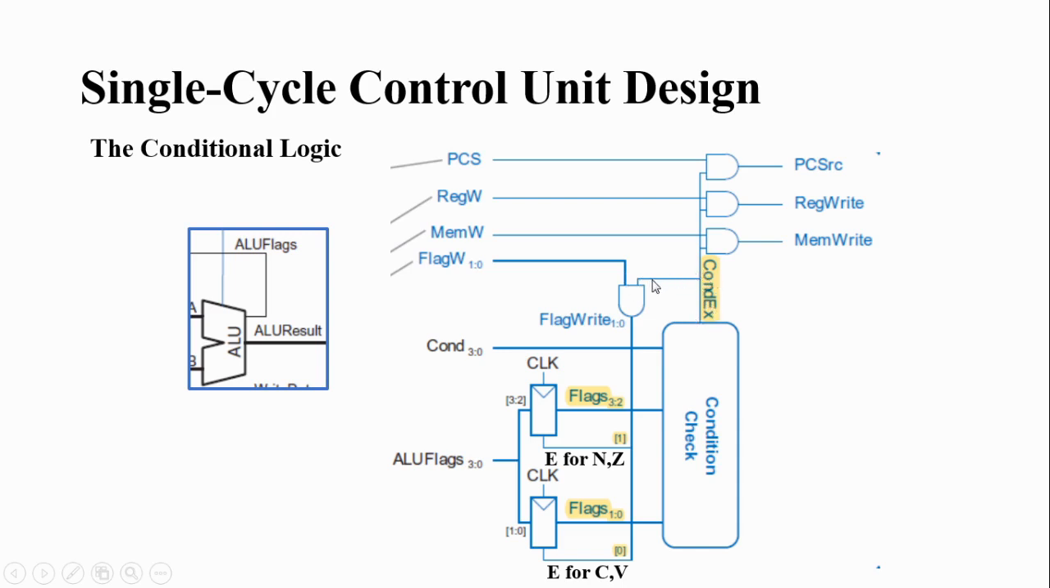So the conditional logic controls the flag W bits and these 3 signals: PC source, register write and memory write. All these 4 control signals are controlled by the conditional logic. So based on the condition, only then can the instruction be executed. This is one of the most important features of Advanced RISC Machine, ARM. All the instructions have a condition field. If the condition is not satisfied, that instruction will not be executed.